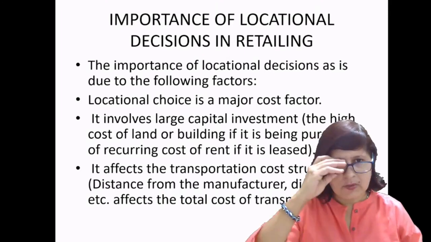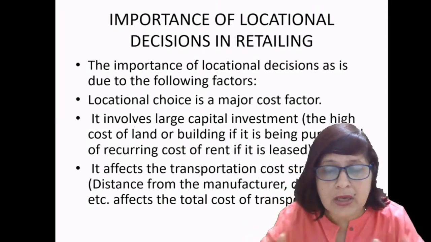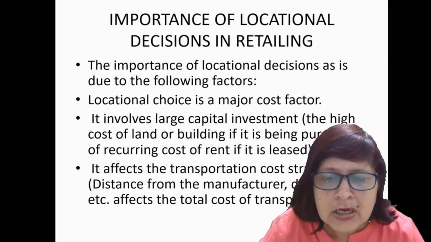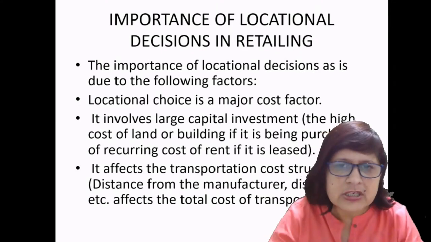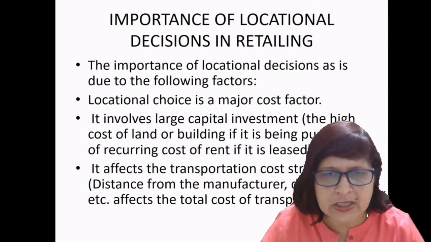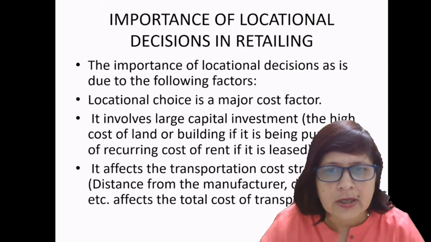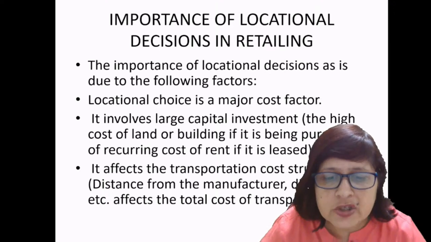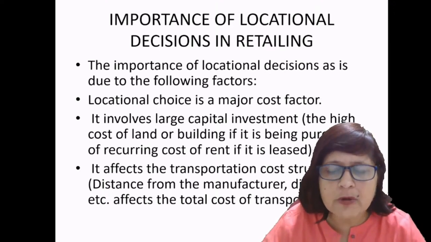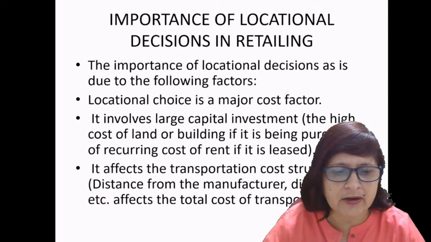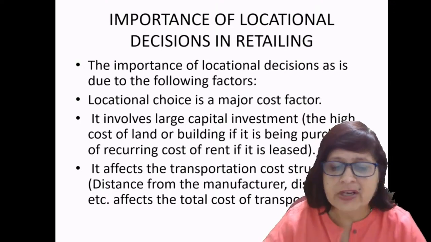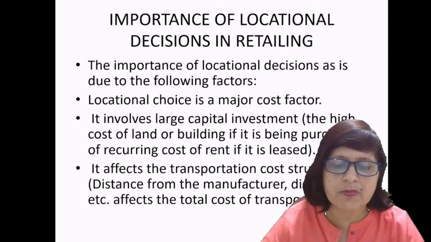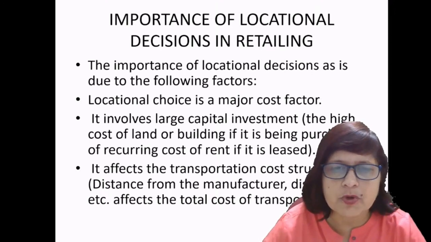So cost is involved, financial capital investment is involved. So while choosing the location, one should decide after considering each and every aspect of that location, right? Why is it so? Because it involves financial investments, capital investment, and the cost factor, right? It affects the transportation cost structure. Distance from the manufacturer or distributor affects the cost of transportation.